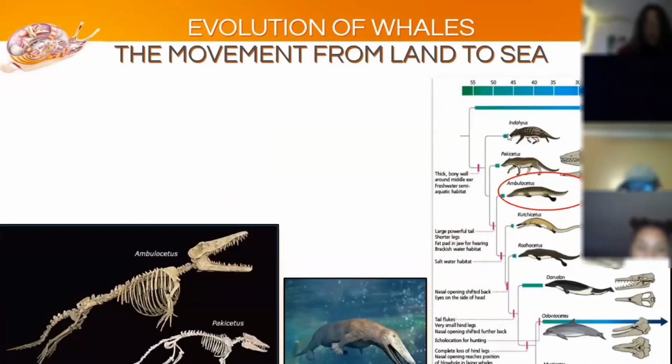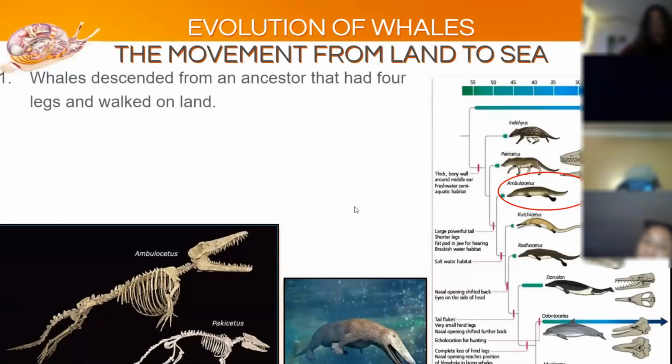This is kind of the evolution of whales, showing how the whales have perhaps over time given rise to the hippos. And we know hippos like the water as well, right? So whales descended from an ancestor that had 4 legs and walked on land. Isn't that interesting? Like it came off land and went into the waters.